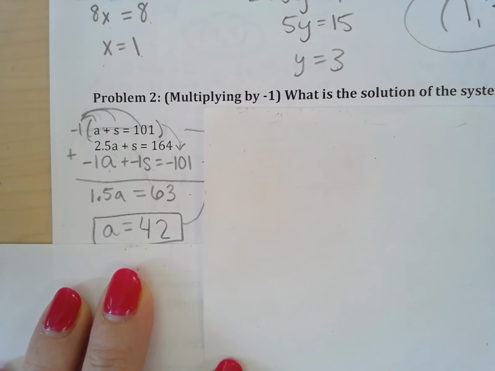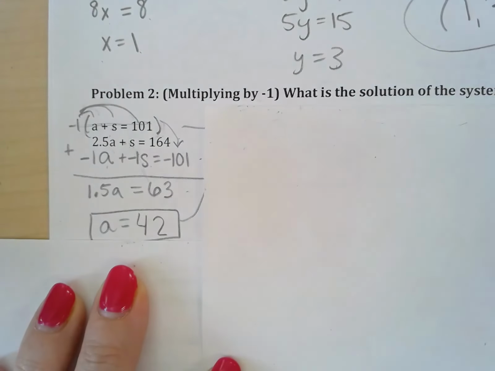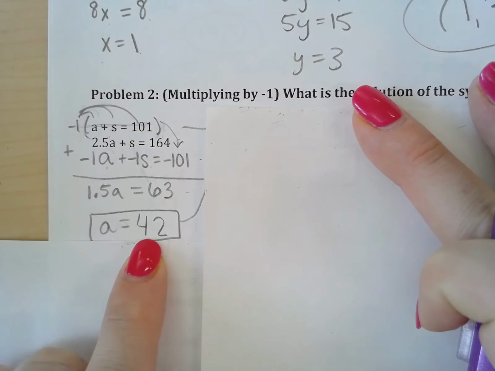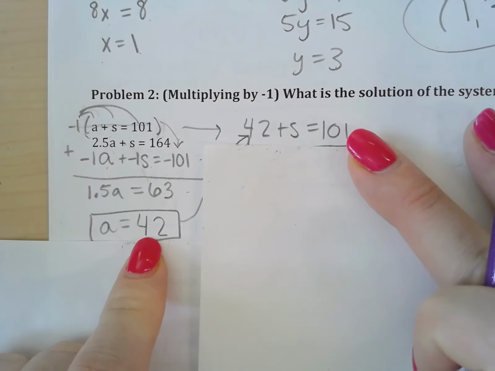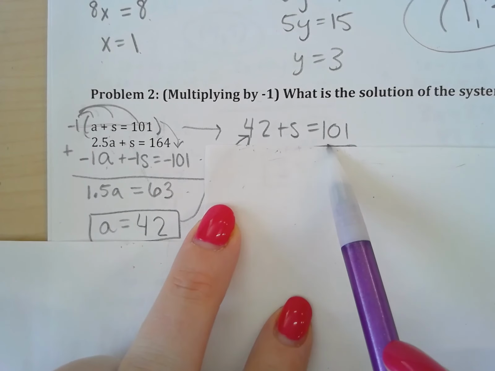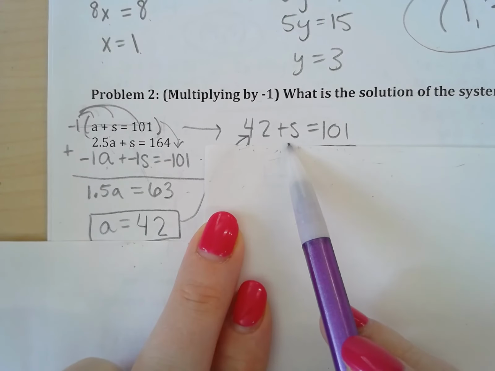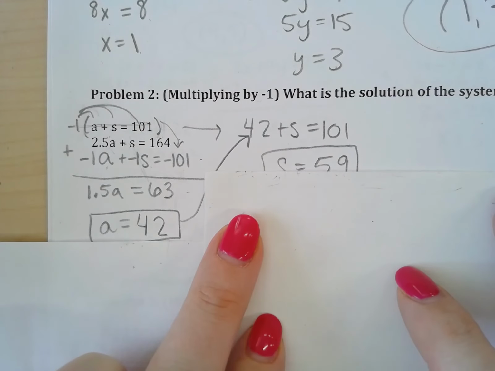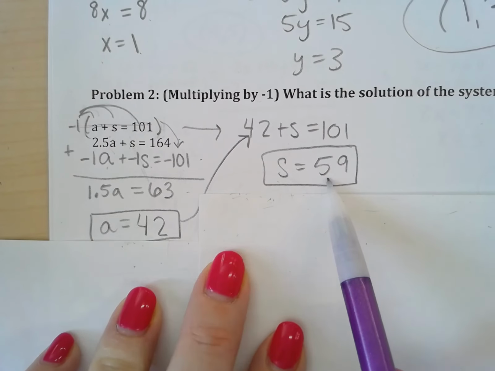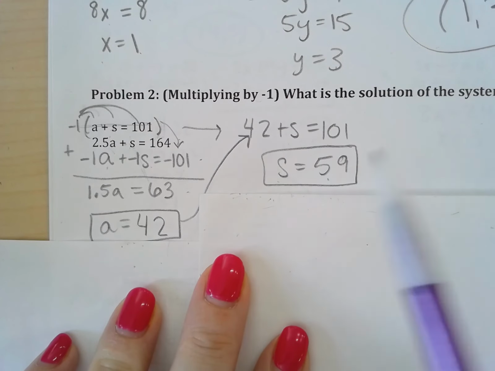So once I have my a solved for, I choose one of these two equations. I chose the top one, a plus s equals 101, and I'm going to plug 42 in for a. So I'll have 42 plus s equals 101. Solving for s, all I do is subtract 42, and I get s equals 59. Again, two answers for the two variables.